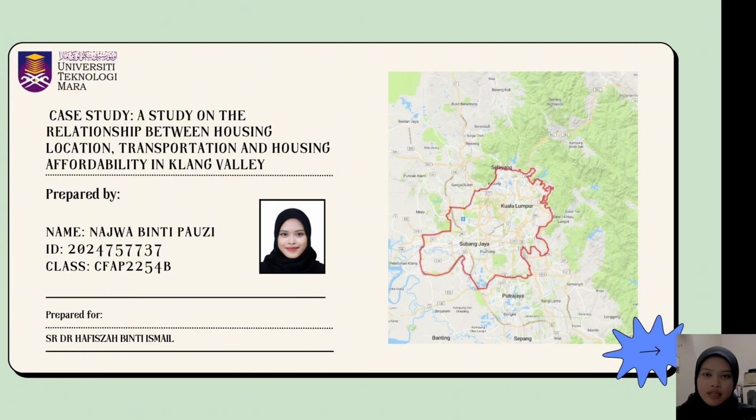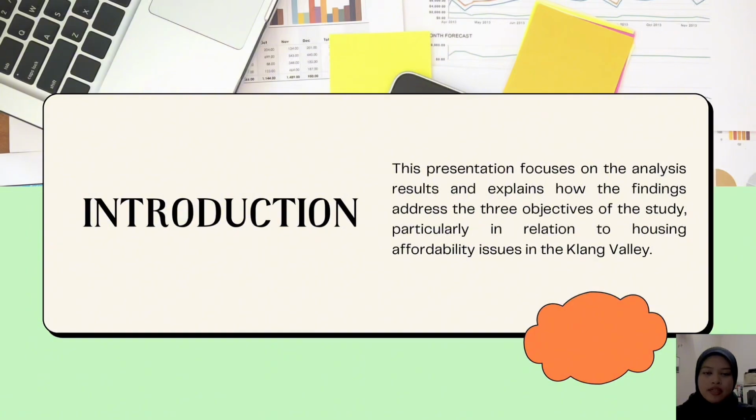Today I will be presenting about a study on the relationship between housing location, transportation and housing affordability in the Klang Valley. The presentation focuses on the analysis result and explains how the findings address the three objectives of the study, particularly in relation to housing affordability in the Klang Valley.